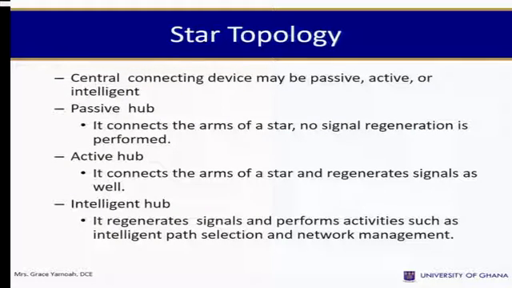Star topology. The central connecting device may be passive, active, or intelligent. Passive hub: it connects the arms of a star, and no signal regeneration is performed. Active hub: it connects the arms of a star and regenerates signals as well. Intelligent hub: it regenerates signals and performs activities such as intelligent path selection and network management.